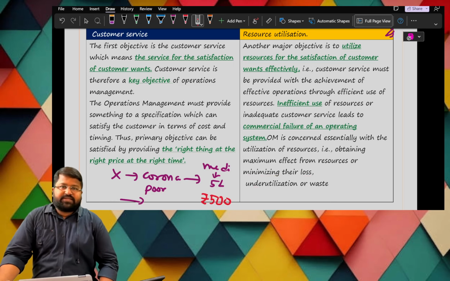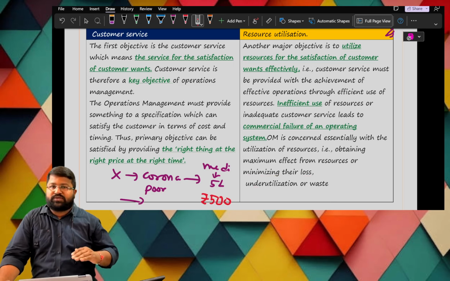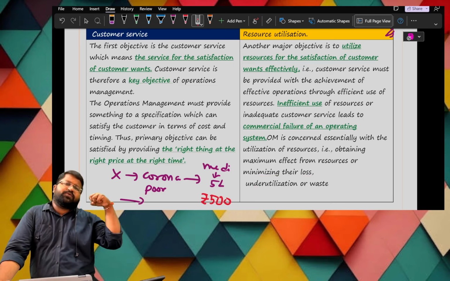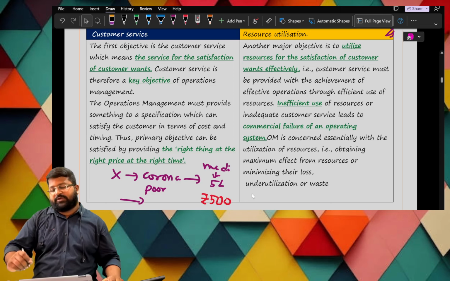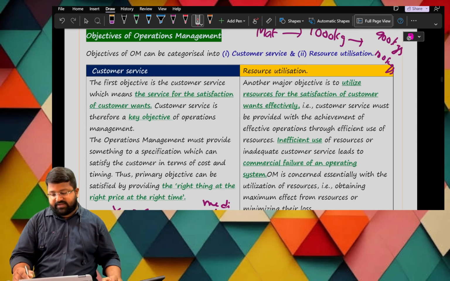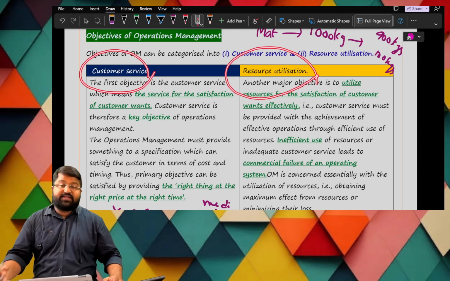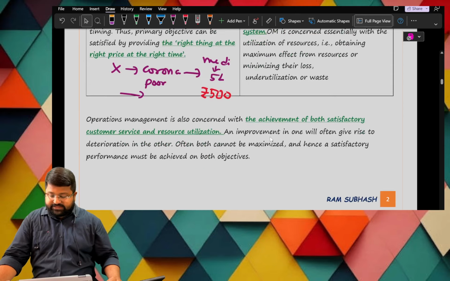For example, same example I said now, wastage should be reduced. We have to make use of maximum resources. Okay, now these are the main objectives. The first objective is customer service, and the second objective is resource utilization. Okay, let us see the next part.